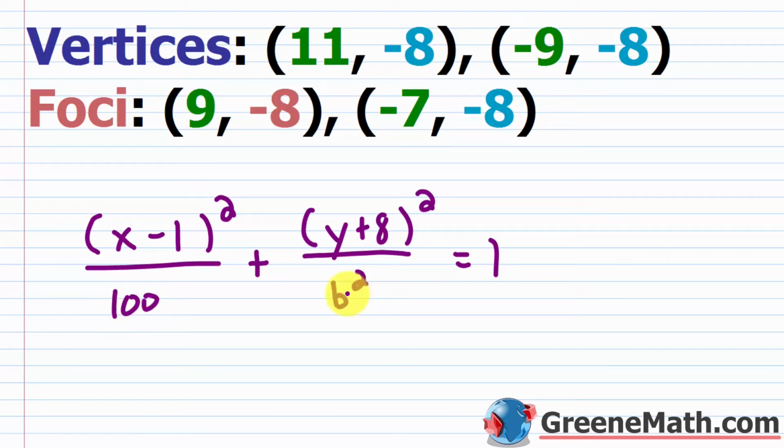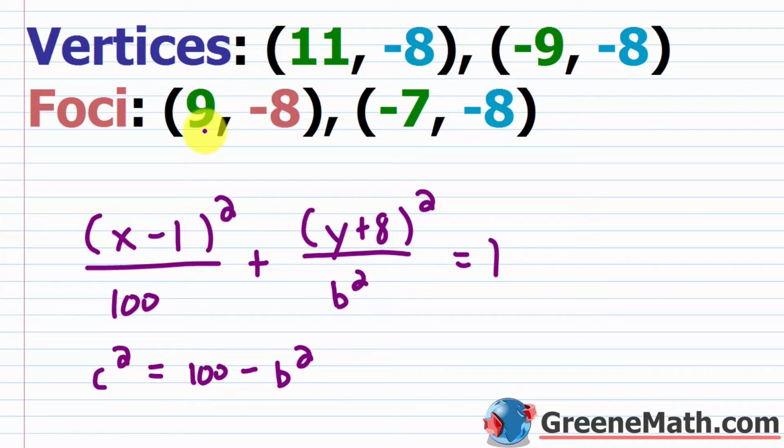And to get b squared, I use my little formula that c squared is equal to a squared, which is 100, minus b squared. Okay. So what's c squared? Again, c is the distance from the foci to the center.